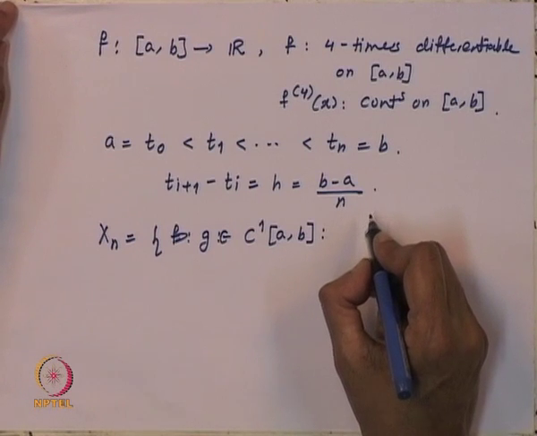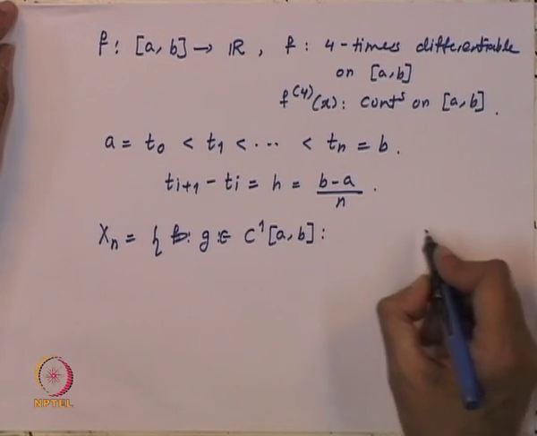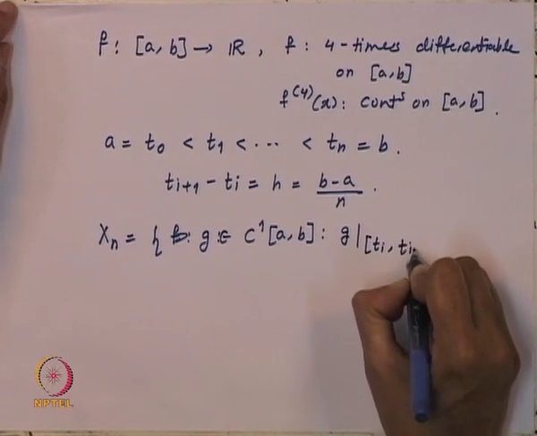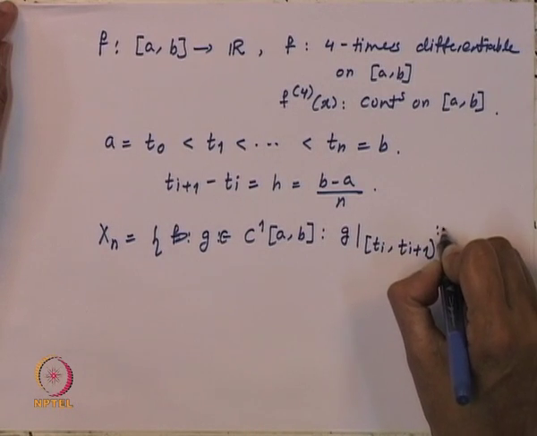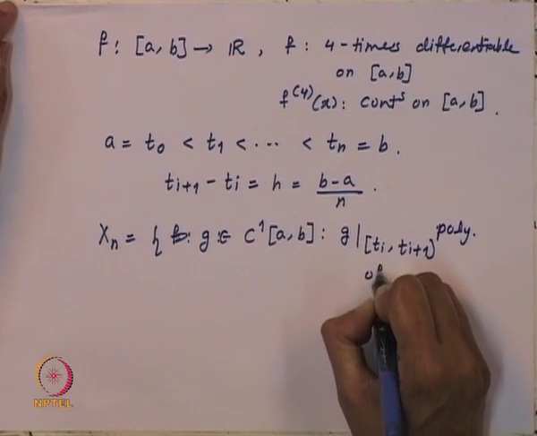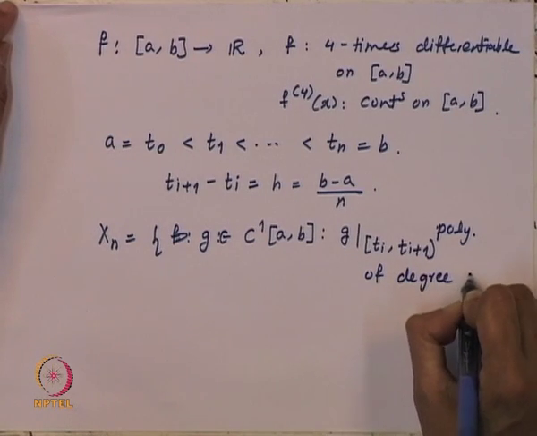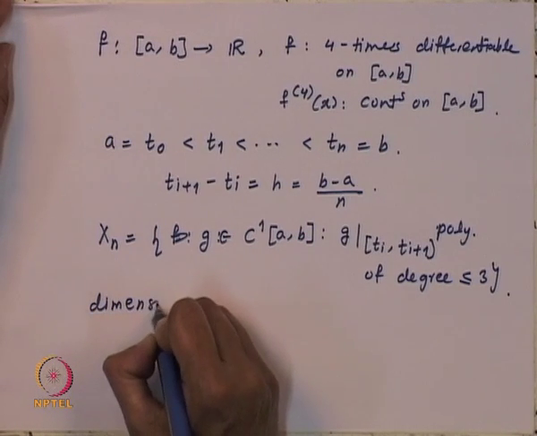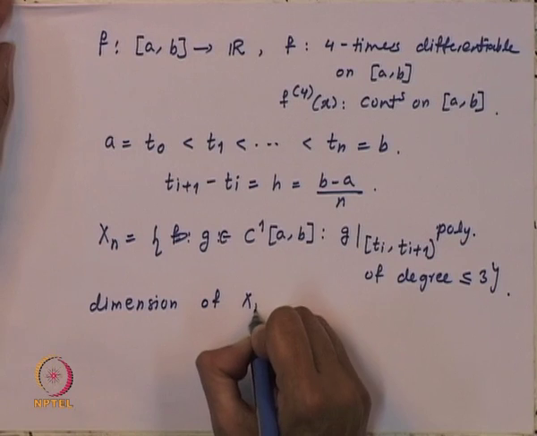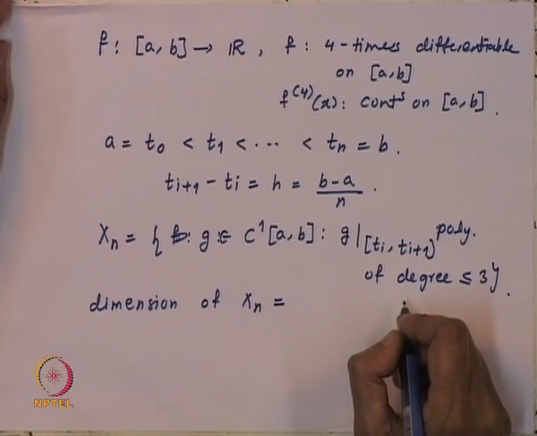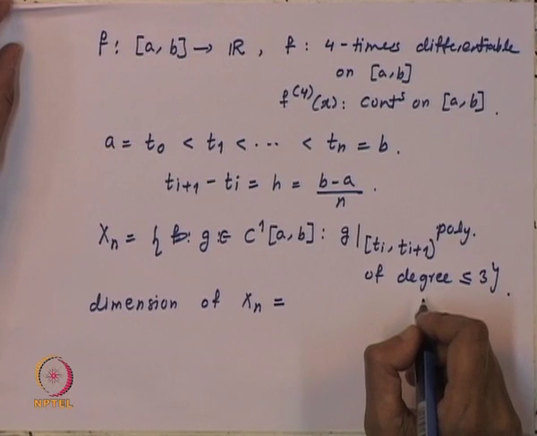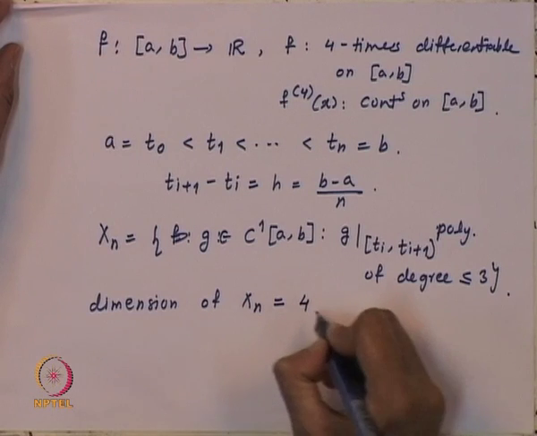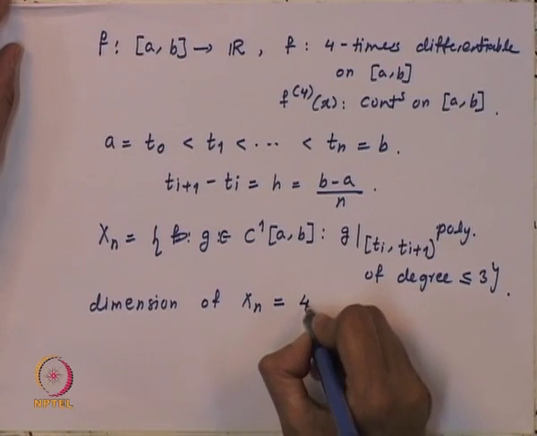So, all functions which are continuously differentiable such that g restricted to [t_i, t_{i+1}] is a polynomial of degree less than or equal to 3. Then the dimension of X_n is, we had done such a calculation before, on each interval it is a polynomial of degree less than or equal to 3. So, we have got 4 degrees of freedom, and there are n intervals.